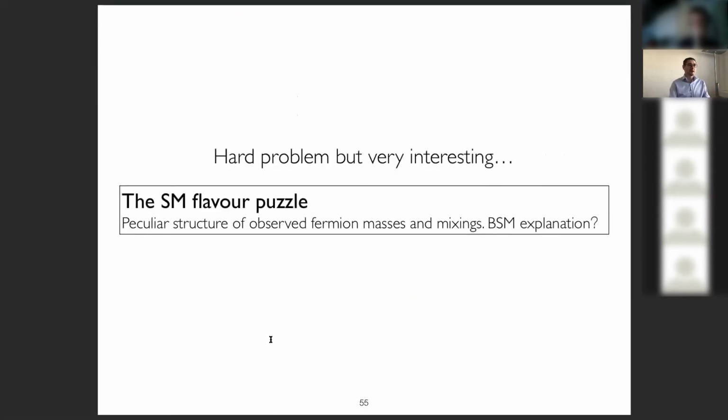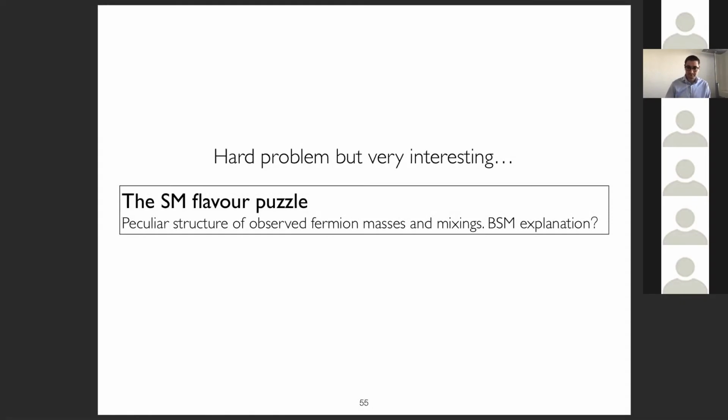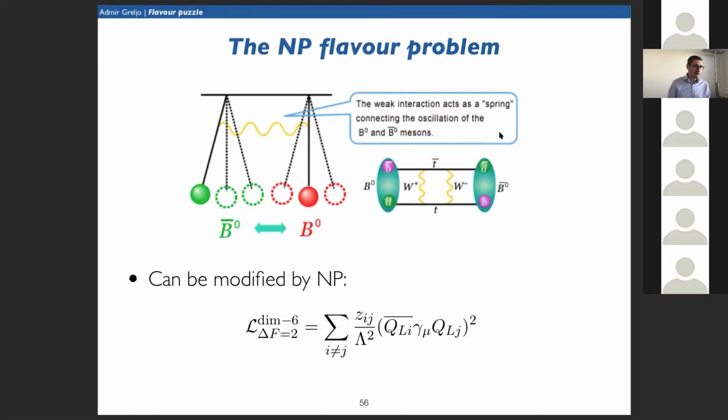The standard model flavor puzzle is a hard problem, but it's very interesting. And yeah, I will stop here and maybe take a question, if there is a pressing one. Otherwise, we will go for a break. Before going to some calculations, I will finish these slides. In particular, I have to tell you about the new physics flavor problem.